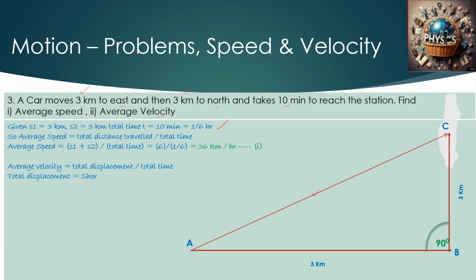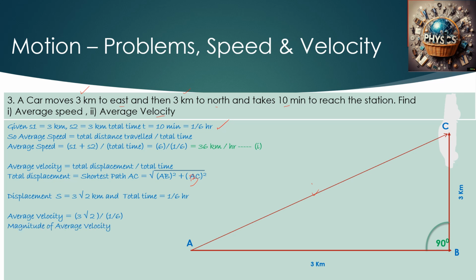So from our previous way, we can simply find out AB square plus BC square equals AC square, and then we get to find out the value. So 3 square plus 3 square, whole root of that, and then we get 3 root 2 kilometer, and the time we already know, the total time is 1 by 6. So with that, the average velocity is 3 root 2 divided by 1 by 6, and we get the magnitude of average velocity, which is 18 root 2 kilometer per hour.